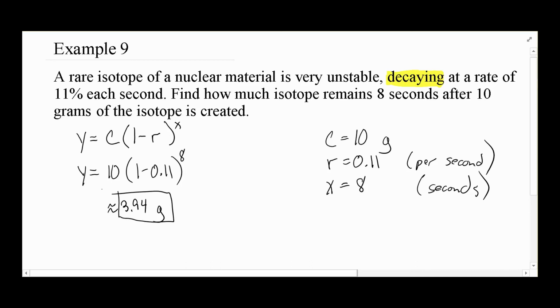And that's it. So for exponential growth, we have 1 plus r. For exponential decay, we have 1 minus r. Otherwise, the equations stay the same, that we start off with our c, our initial amount. x is the number of time periods that have passed, where that time period has to match with the time period in the rate. And for the most part, we're just going to do some plug and chug type of word problems.